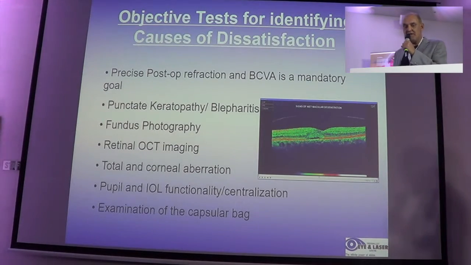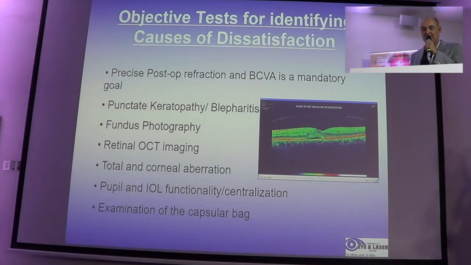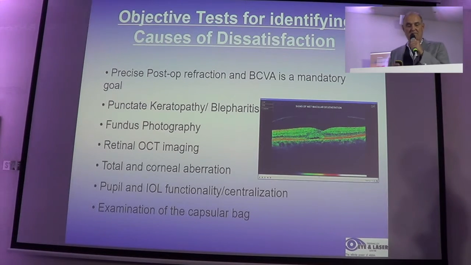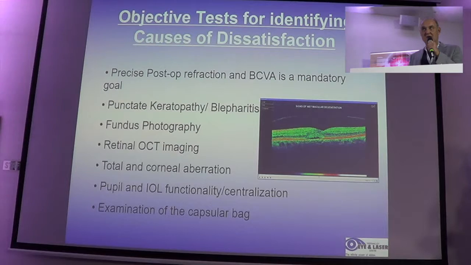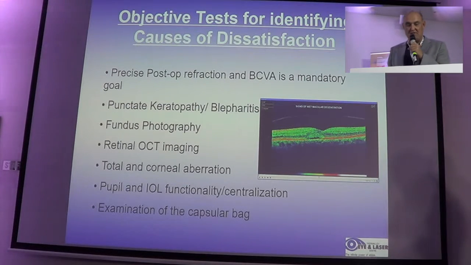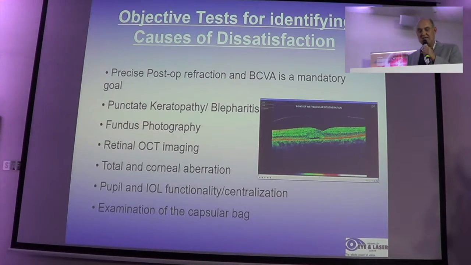We have to do some objective tests. We must check the retina. We have to do fundus photography. We have to do OCT. We have to look at the corneal aberrations. We have to look at the pupil and the lens centration. We must examine the capsular bag.